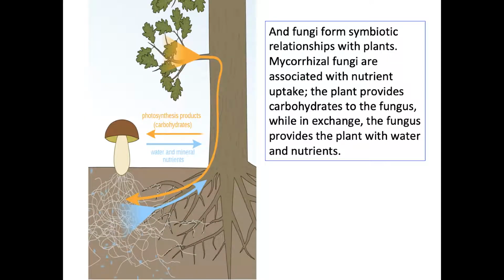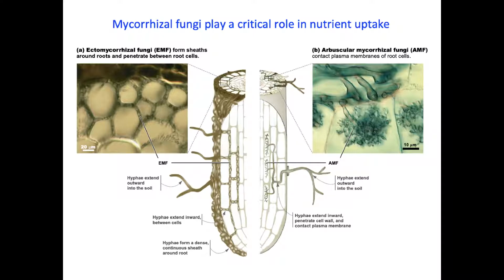And at the same time, fungi form a symbiotic relationship with plants. We call those fungi mycorrhizal fungi, and they're associated with nutrient uptake in a symbiotic fashion. In one part of the partnership, the plant provides carbohydrates or food to the fungus for growth. In exchange, the fungal hyphae extend out and take up both nutrients and water for plants. They play a very critical role in nutrient uptake.